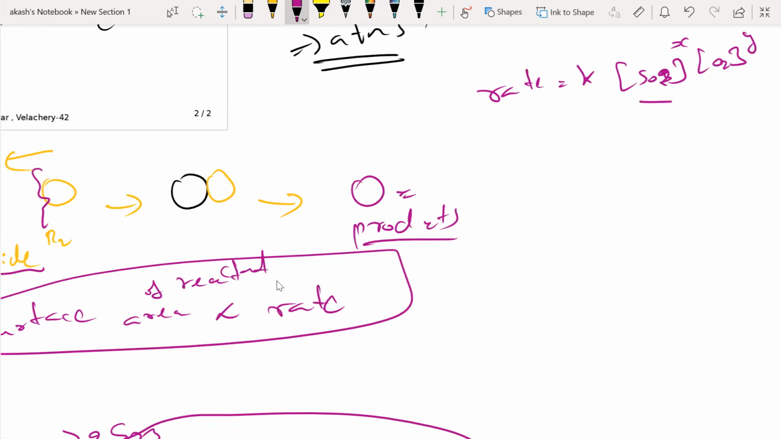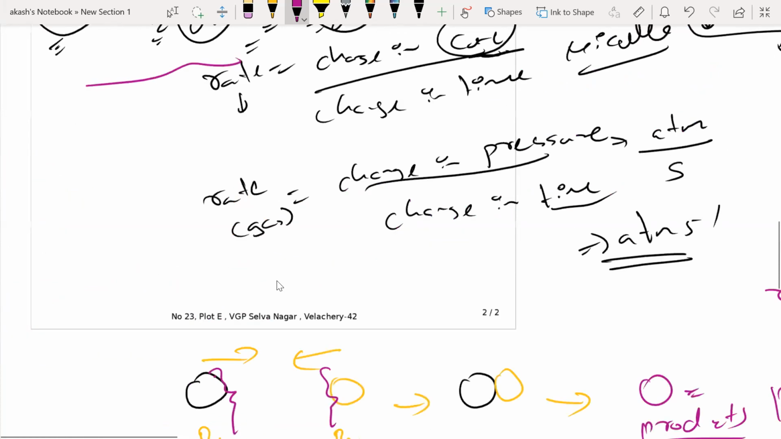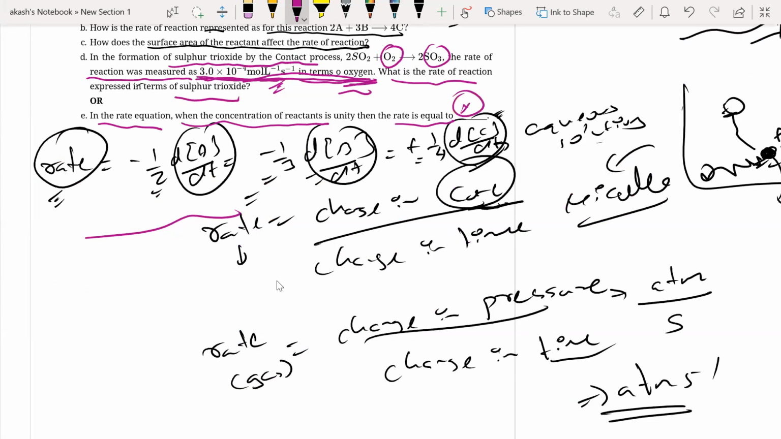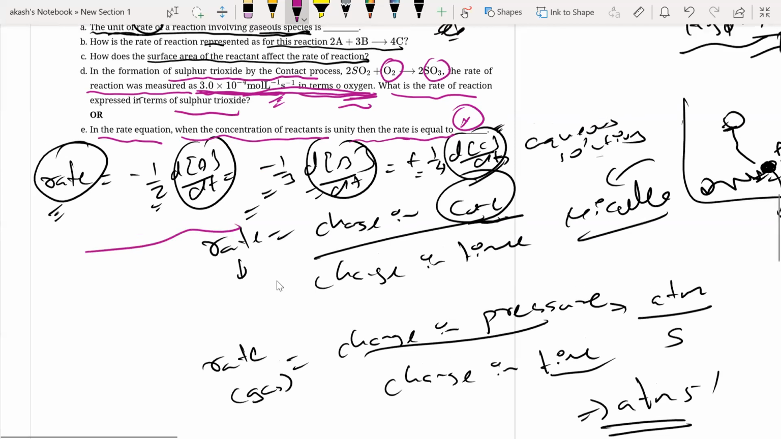They're telling that when the concentration is 1 and 1, 1 power anything is 1, again 1 power anything is 1, so you can directly tell that the rate will be equal to the rate constant. That's it. Yeah, that way you can see. But again, I would not attempt this question if I were you, because I don't know what they're expecting here. Anyways, all other questions are very easy. You need to attempt them.